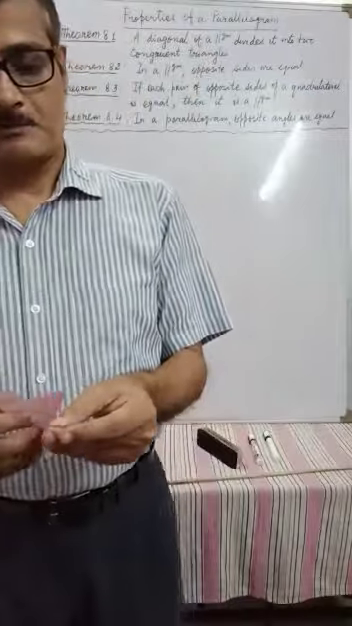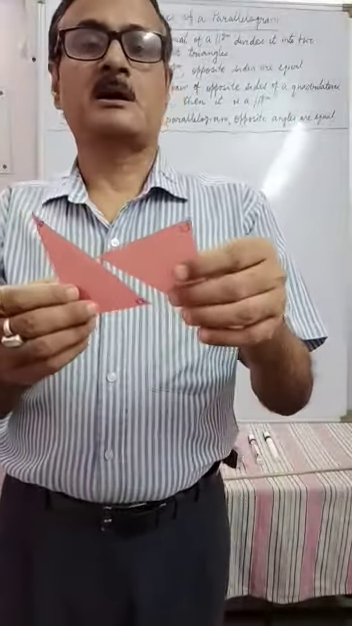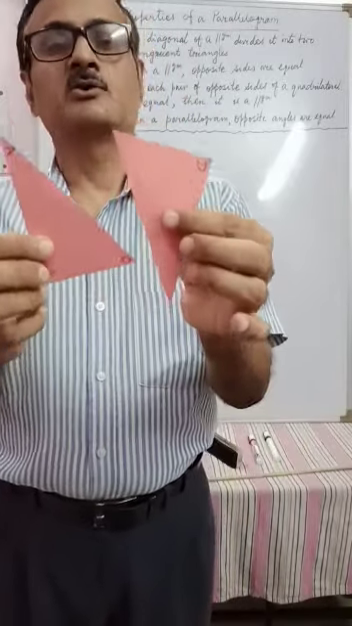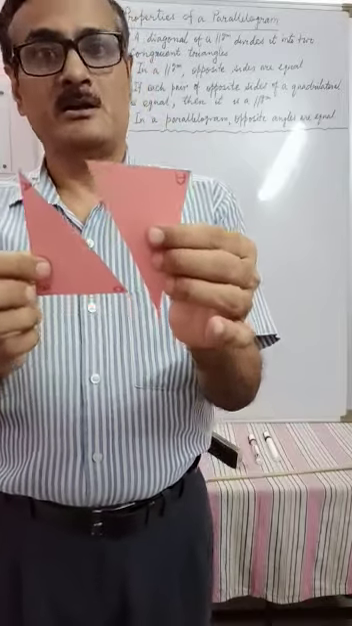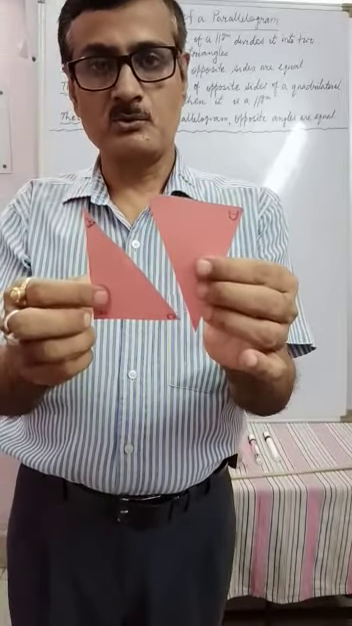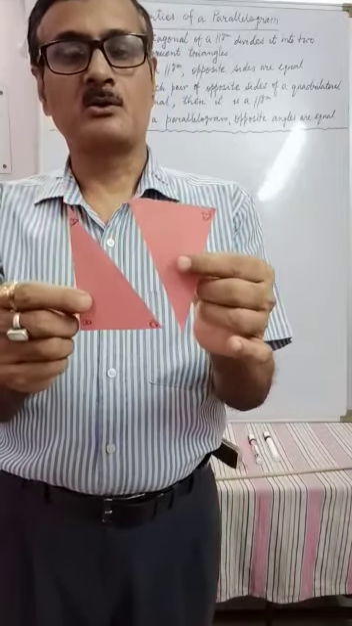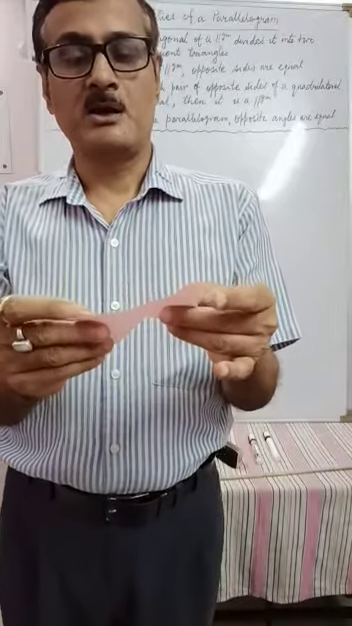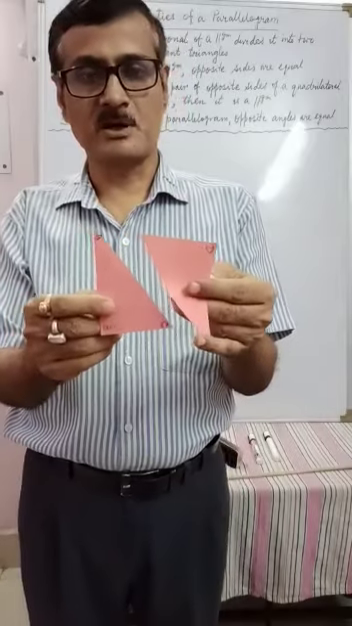Now it is very clear that when we cut this parallelogram along the diagonal, we have got two triangles. So it is very clear from this that a diagonal divides a parallelogram into two triangles. Now the question is whether these two triangles are congruent or not, and for that we have to place one triangle over the other.